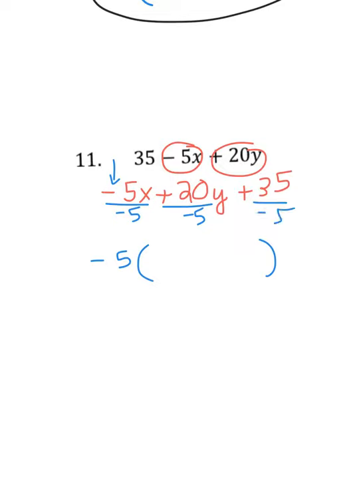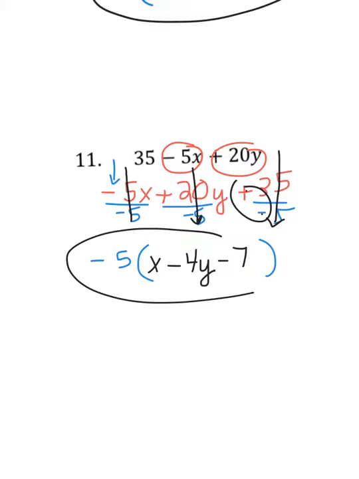Okay, you ready? Negative 5 divided by negative 5 is 1x. 20 divided by negative 5 is going to be a negative 4y. 35 divided by negative 5 is going to be a negative 7. And it's negative because a positive and a negative is a negative. That's your final factored expression.